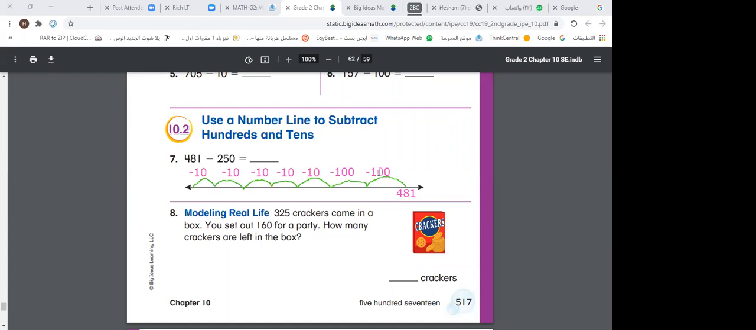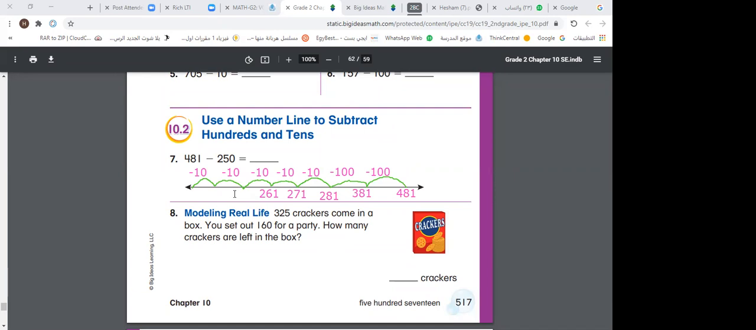481 minus 100 equals what number? Equals 381. That's right. Now 381 minus 100 equals 281. 281 minus 10 equals 271. Exactly right. 271 minus 10 equals 261. Excellent.